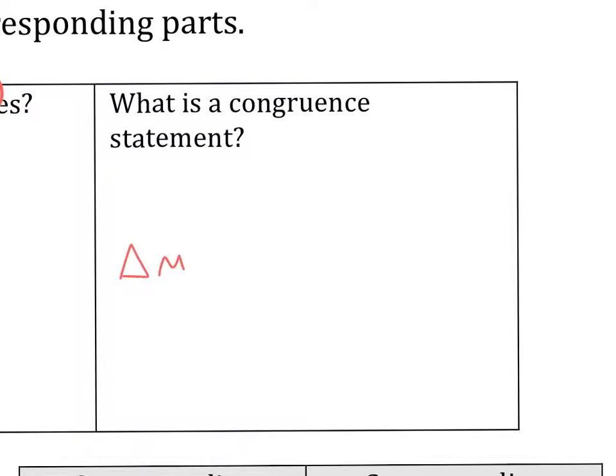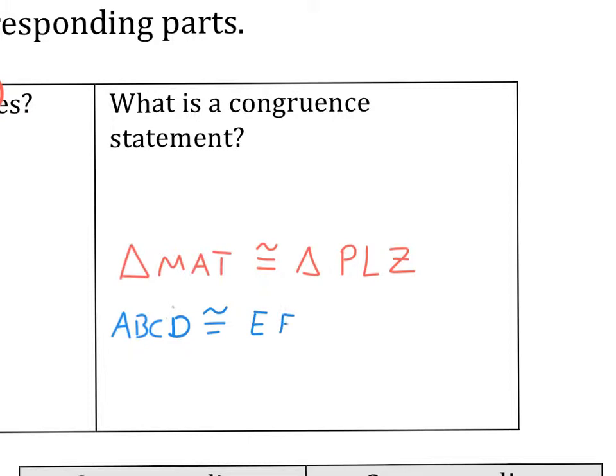Triangle MAT is congruent to triangle PLZ. Or it doesn't even have to be a triangle. It could be some other shape. For example, it could be a quadrilateral ABCD, and that's not a D, let me fix that, is congruent to EFGH. So it doesn't matter what shape it is.